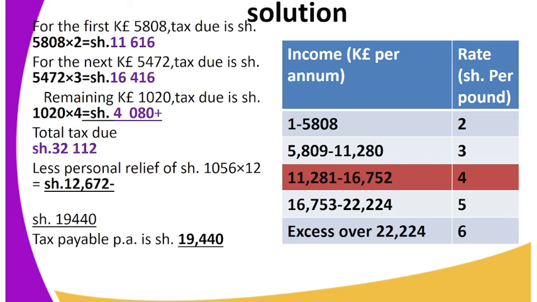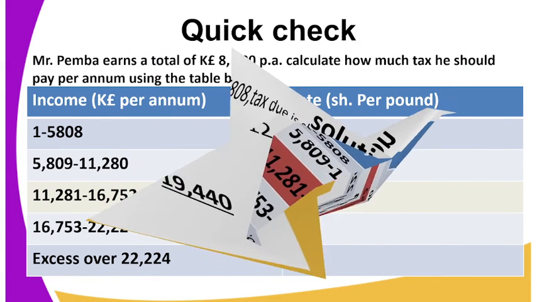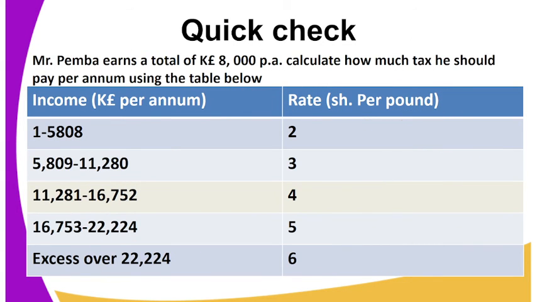We've come to the end of our lesson. I hope you've learned a lot. So use the following table to calculate how much tax Mr. Pemba should pay if Mr. Pemba earns 8,000 per annum.